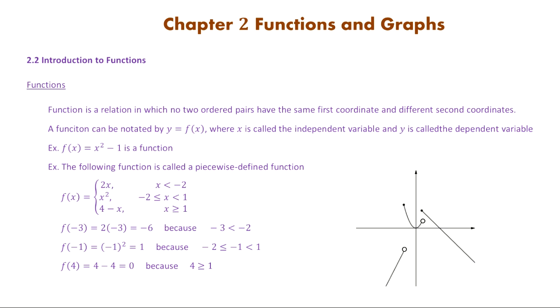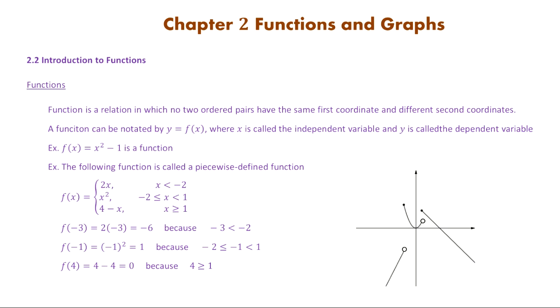So that's 2 times x, 2 times -3, that's -6. Okay. How about f(-1)? So this time x equal to -1, then obviously that will fit in the second formula or second piece, because -1 is between -2 and 1, right? So that's why we should use x squared. So we got (-1) squared, which is 1.